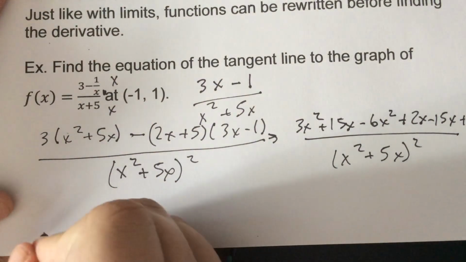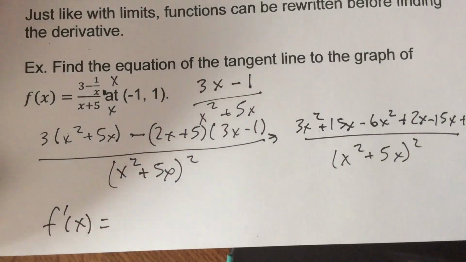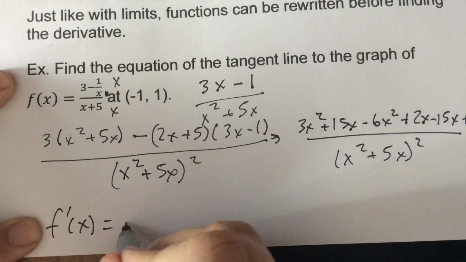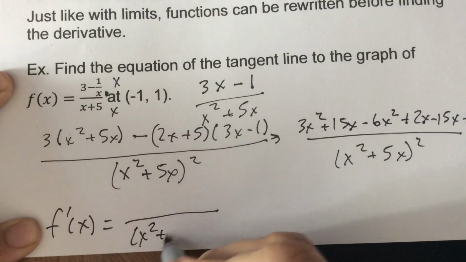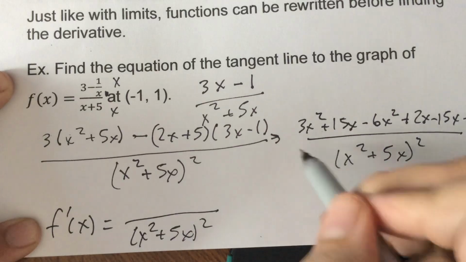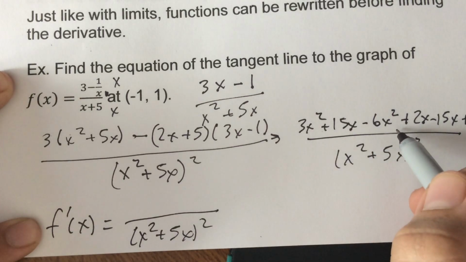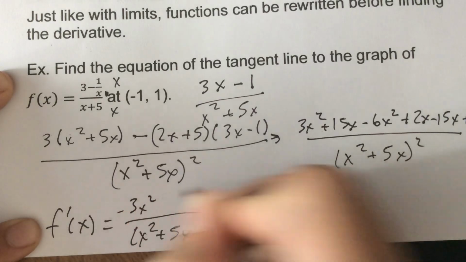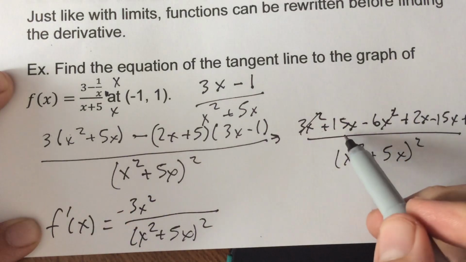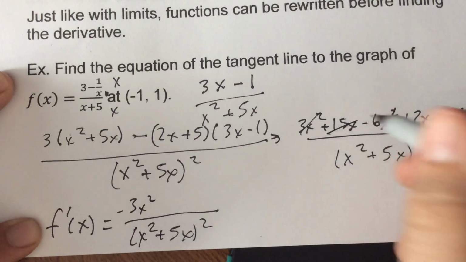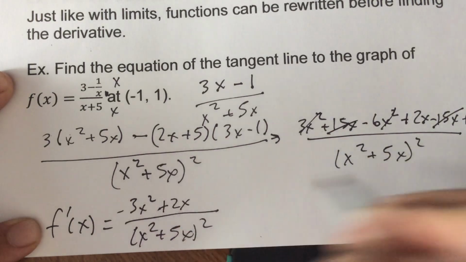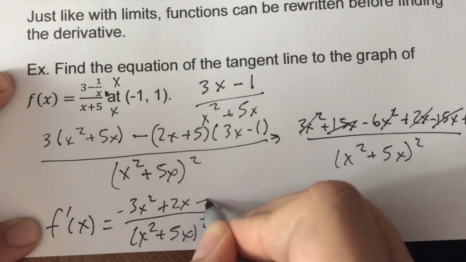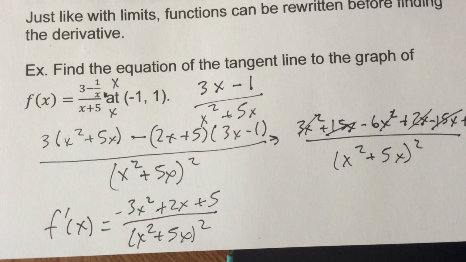So, and I should have written this on the last one, but f prime of x. Remember, f prime means derivative, so it's going to be this. So our x squared plus 5x squared on the bottom. Top, we have a 3x squared and a minus 6x squared to make minus 3x squared. 15x minus 15x are going to cancel. So we're left with 2x. And the only other thing is plus 5. And again, that's as far as we can take that one. So we're going to leave it as such.